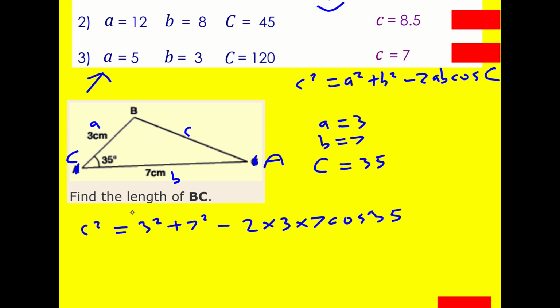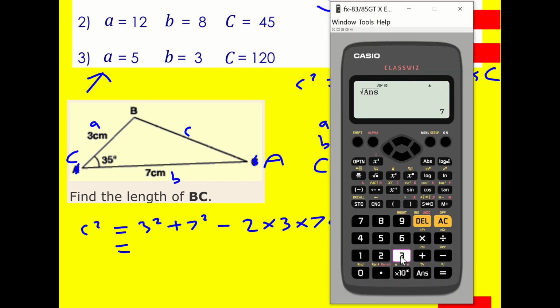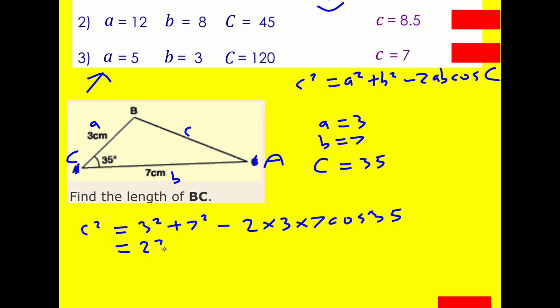You could just put the square root around it straight away, but I like to just find out what c squared is. It's just a habit I've got into. It's quite a large number, so I'm probably not going to forget to square root it, because I'm going to think, oh, is that right? 23.595. So c is the square root of that.